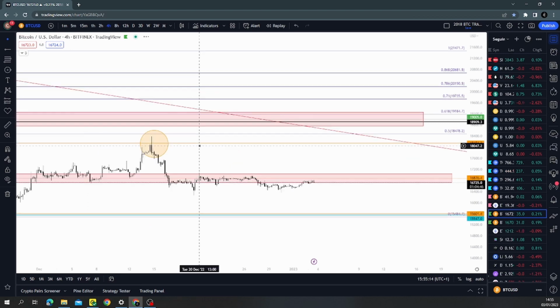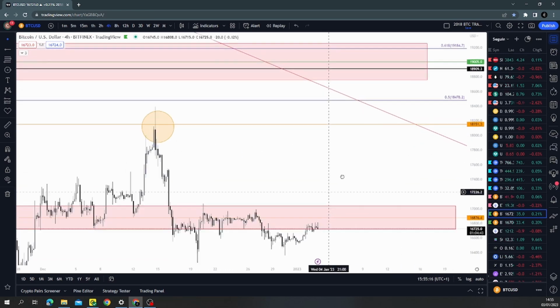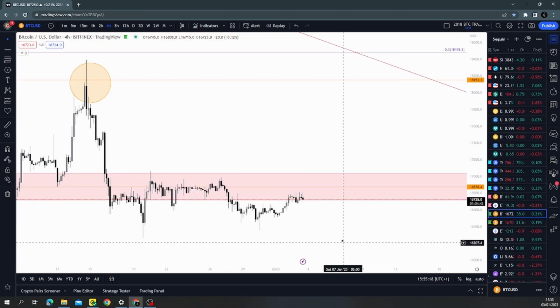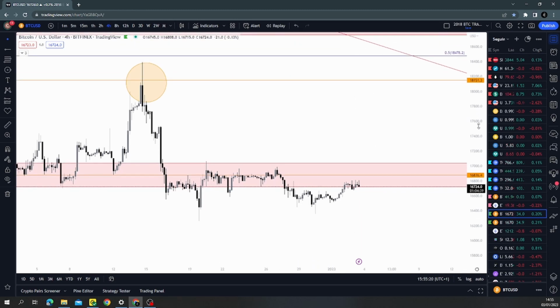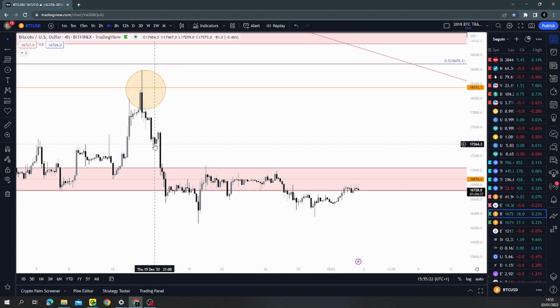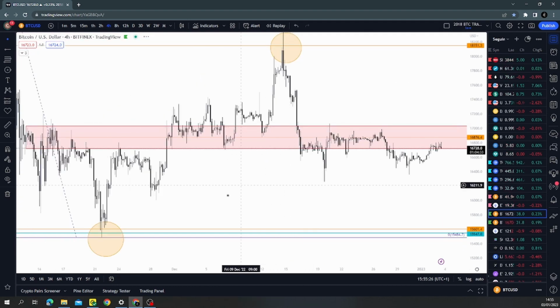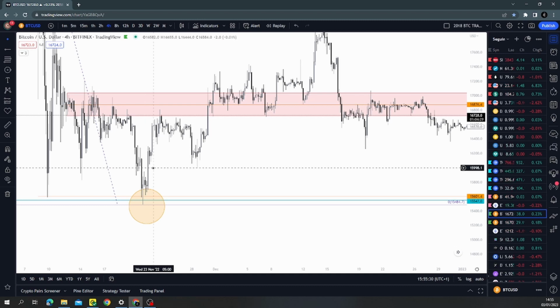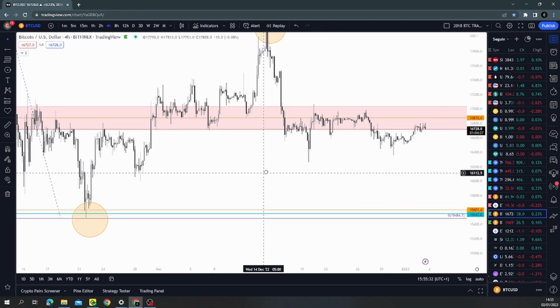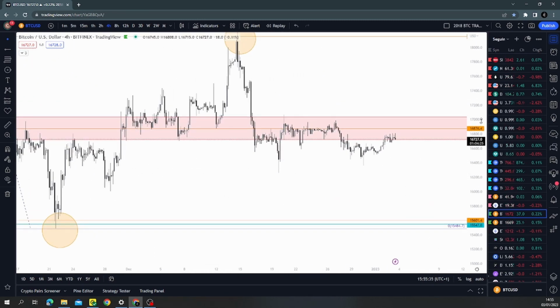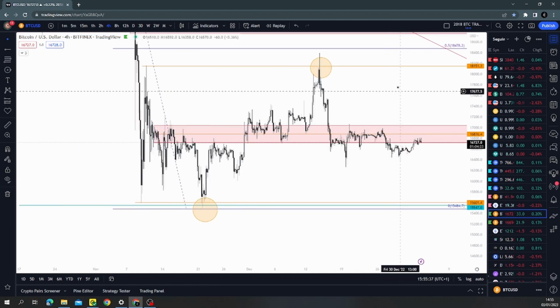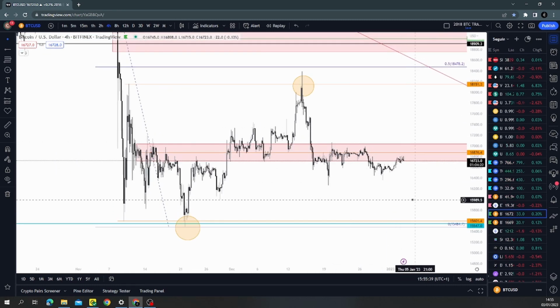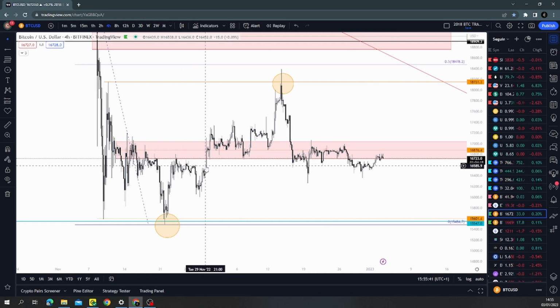Let's go deeper. We go to the 4 hour now. What can we identify now? We can identify that there is a lot of empty space, a lot of inefficiency in the market on the upper side. We are waiting now for the retracement. Why?